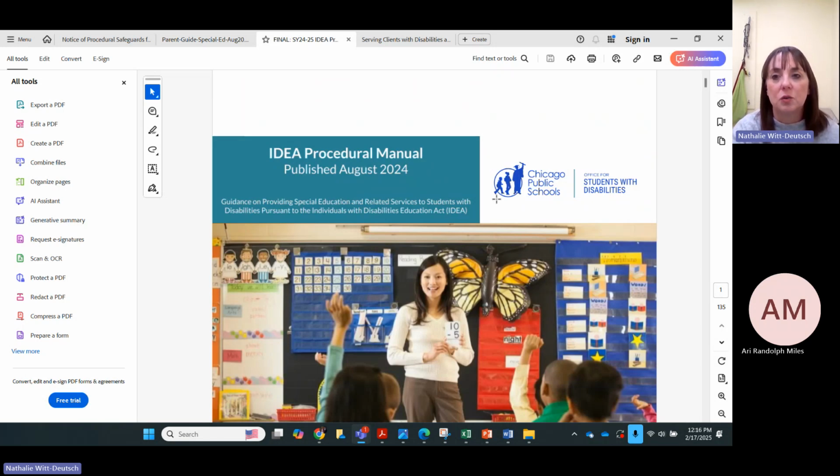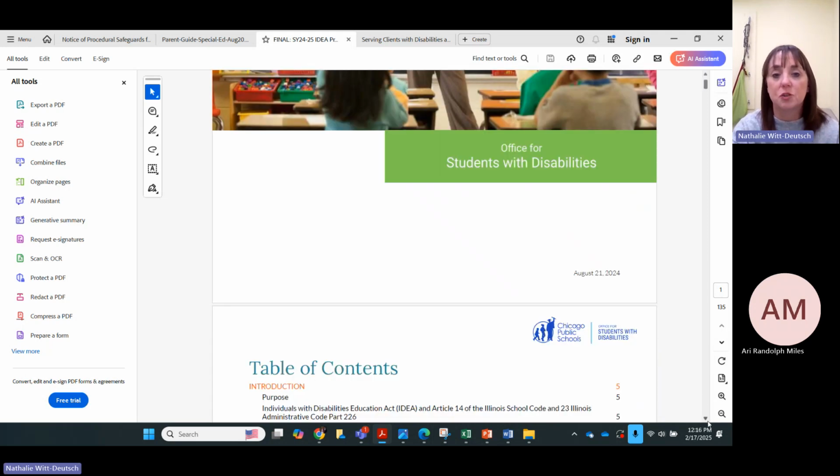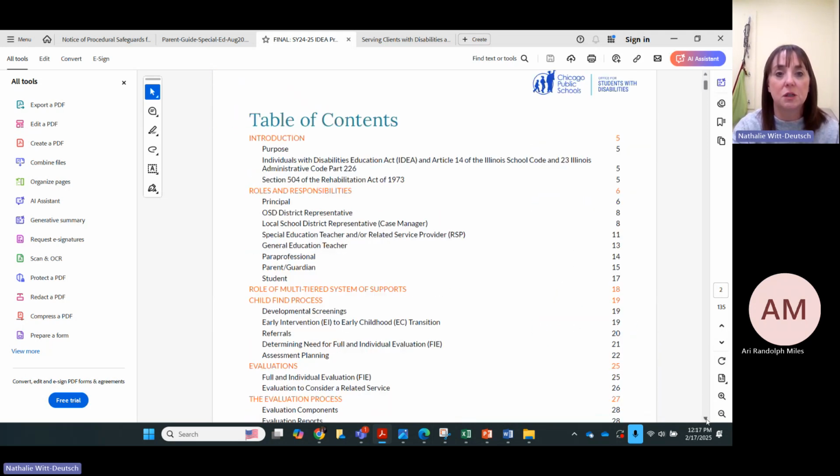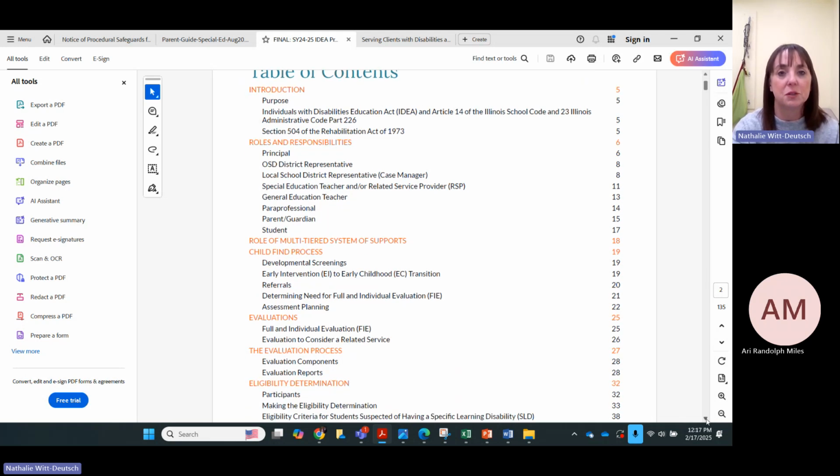This next one is through the Office for Students with Disabilities. This is published in 2024 for the 2024-2025 school year. It is guidance on providing special education and related services to students with disabilities pursuant to the IDEA. So this is their response, their information as to what this means with regards to the procedural safeguards.